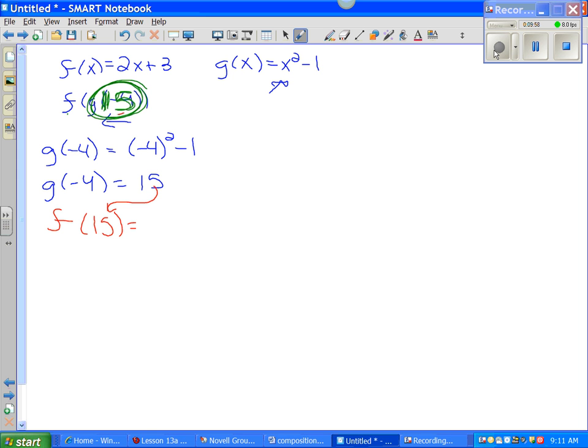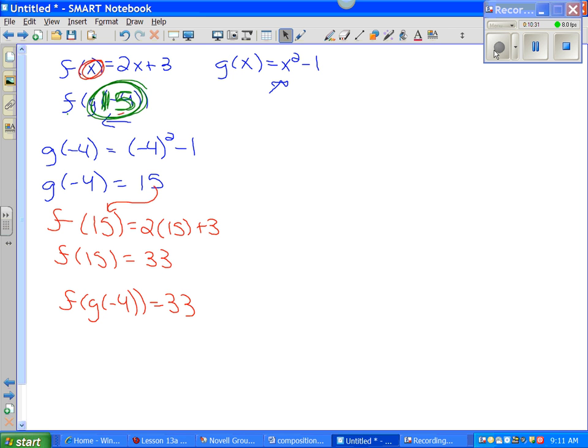So we're replacing 15 for x in my function f of x. So we get 2 times 15 plus 3. And what do I get? 33. So the way you write your answer, f of g of negative 4 equals 33. Do we ever circle our answers? No, we do not.